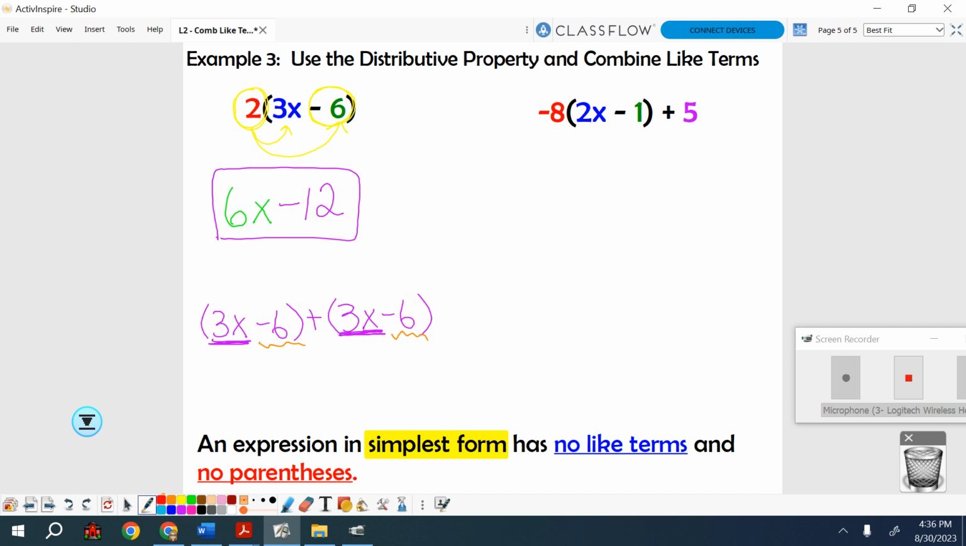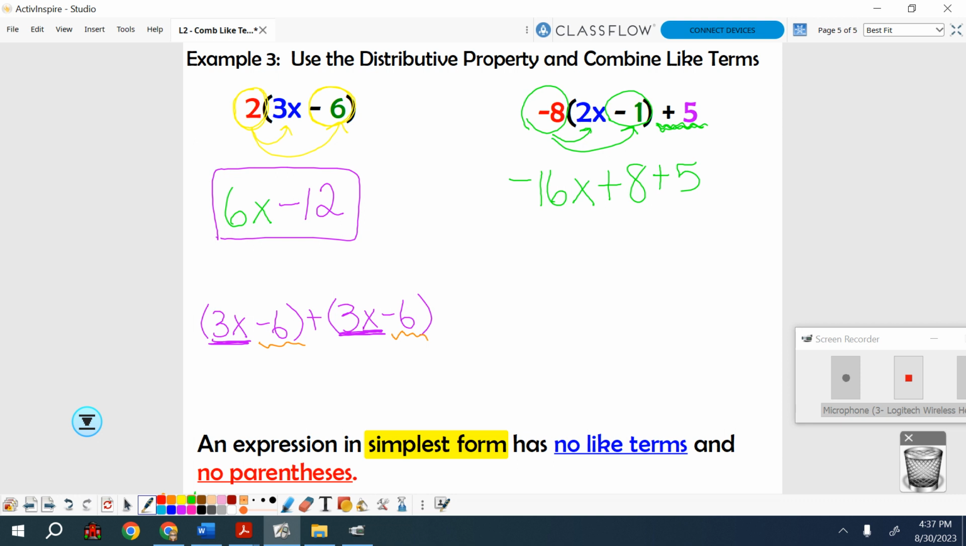So this time, when I do this problem, we're going to have to distribute and combine. So I'm going to take this negative 8 and multiply it by both of these things inside. So negative 8 times 2x is going to give me negative 16x. Don't forget the x. Negative 8 times negative 1 gives me positive 8. But we're not done because we still have this 5 here. Now, we don't multiply because that 5's not inside our parentheses. So that 5 just kind of tags along.